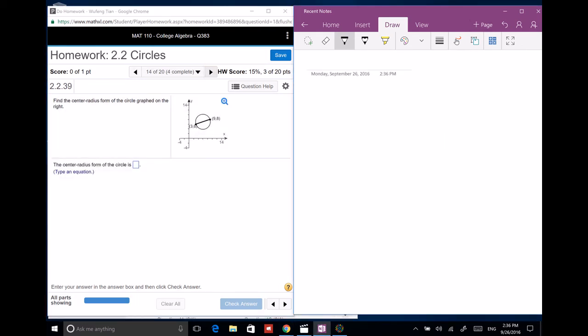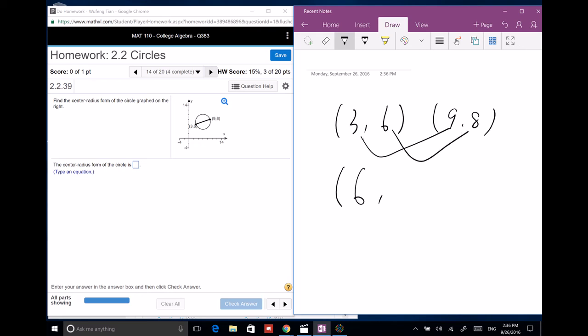The next one: 3, 6, 9, 8. You can tell the center is the middle point between these two: 12 divided by 2 is 6. The middle point between these two, 6 plus 8 is 14, divided by 2 is 7. That's the center.